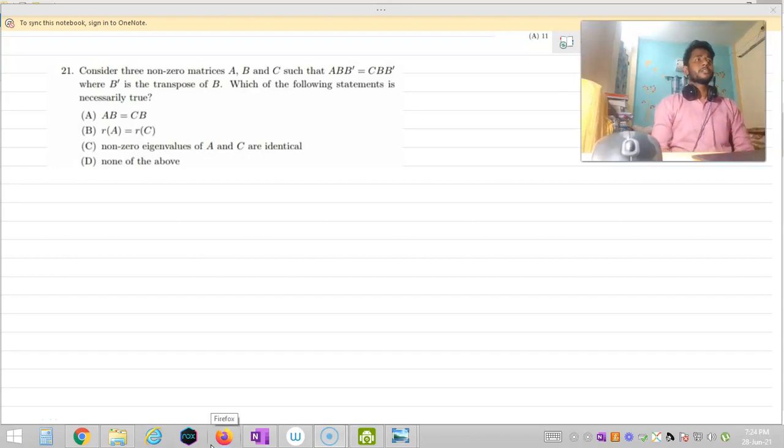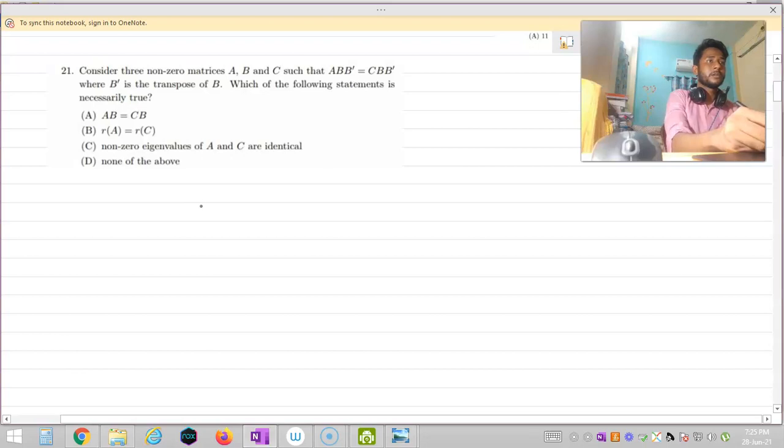Now let us solve question number 21, which says: consider three non-zero matrices A, B, C such that A B B' equals C B B'. B' means the transpose of B. Then which of the following statements is true?